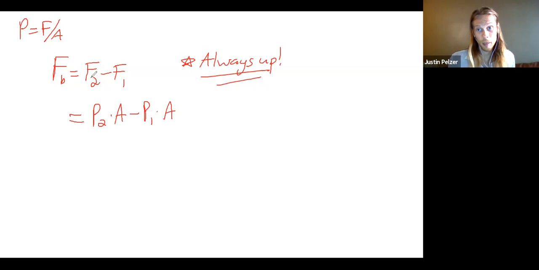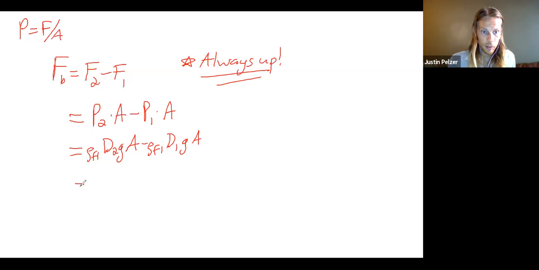P2 meaning the pressure at the bottom, P1 meaning the pressure at the top. Meaning we have density of the fluid, d2GA minus density of the fluid, d1GA. Notice I have density, G and A is the same, so I can factor those out algebraically, and I'm left with this, d2 minus d1.